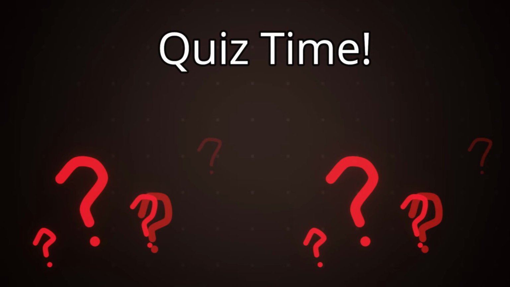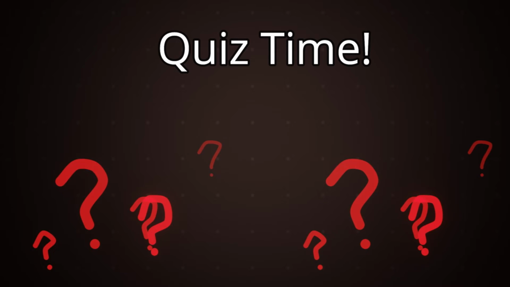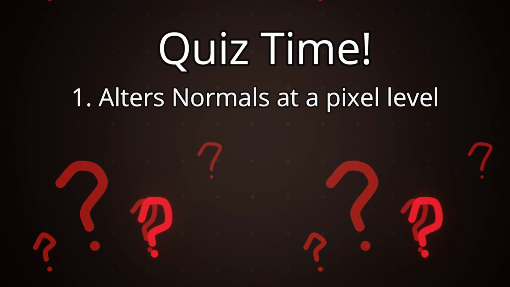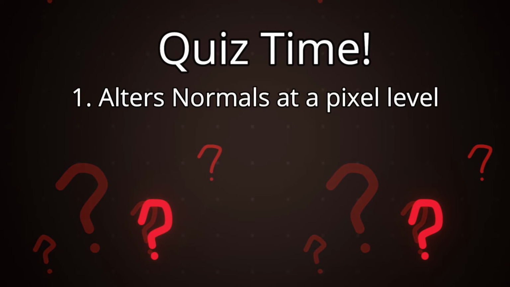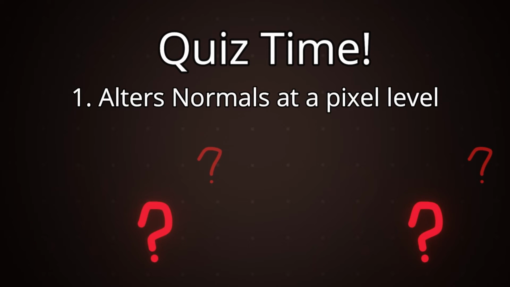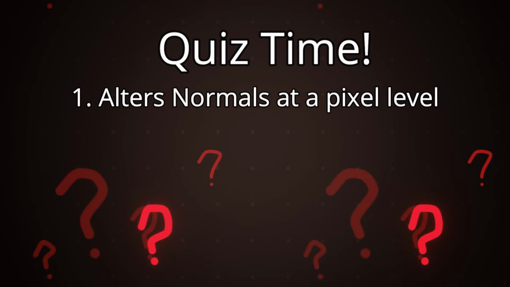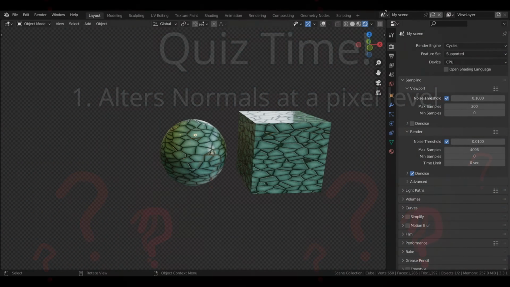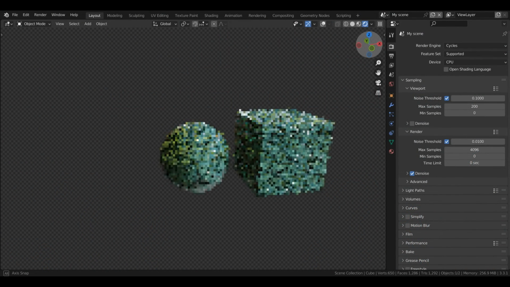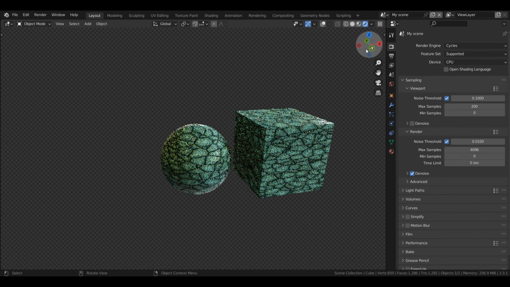Number 2, how does a normal map alter the normals of the mesh it's applied to? A normal map will alter each normal of the face at a pixel level, and this will be determined by the normal map we plug it into. Cool thing about this is lighting and materials will affect this normal effect as if it were modeled geometry, which makes normal maps really powerful.